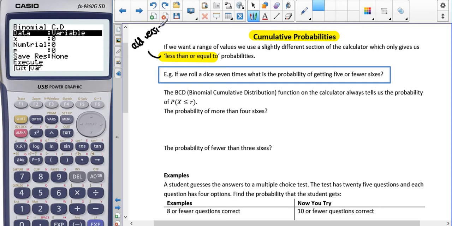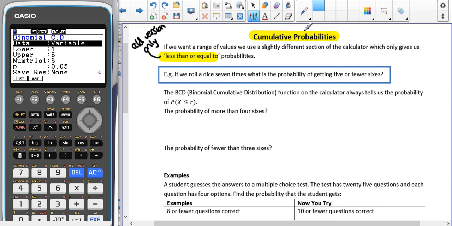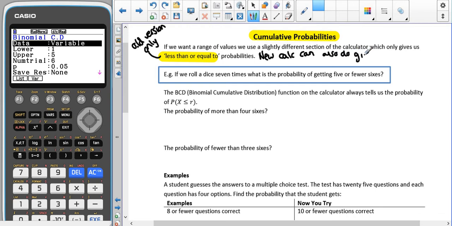So if you don't have the newest version of the calculator, this is in the old version only. And like I said, in the newer version of the calculator, this one here, we can do less than or equal to. So in the new calculator, it can also do greater than or equal to. So we're going to have a look at both of them very briefly. They're quite simple to use, like I said, as long as you bear these two rules in mind.